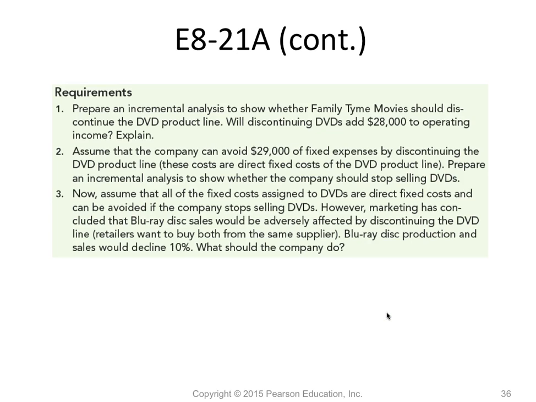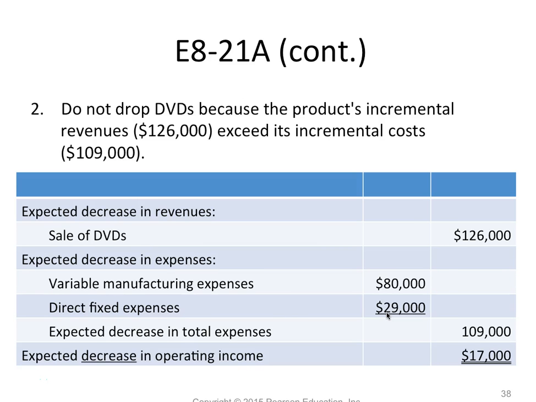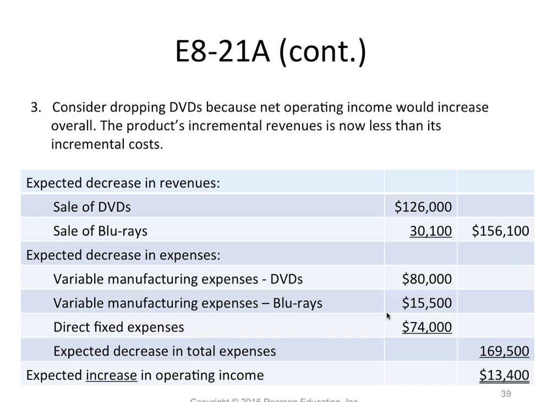So number 3, now assume that all of the fixed costs assigned to DVD are direct fixed costs and can be avoided if the company stops selling DVD. However, marketing has concluded that Blu-ray disc sales would be adversely affected by the discontinued DVD line. Retailers want to buy both from the same supplier, and Blu-ray production and sales would decline 10%. What should the company do? So here you need to look at both lines.